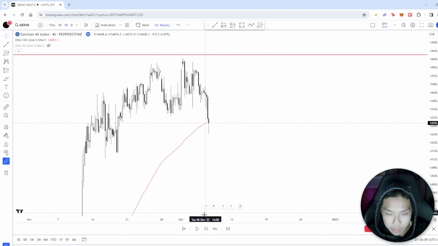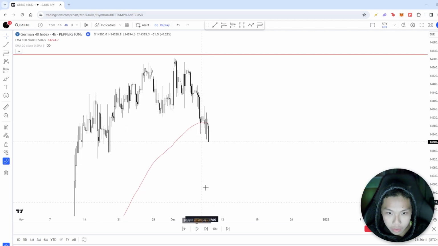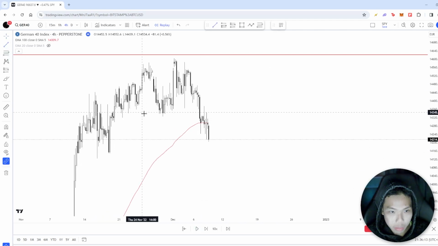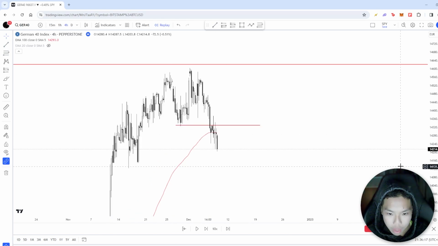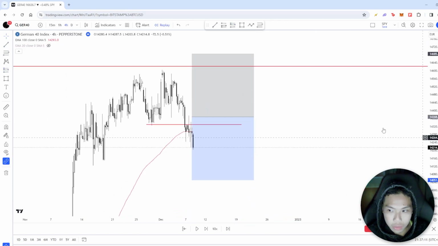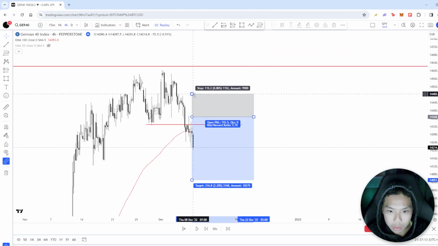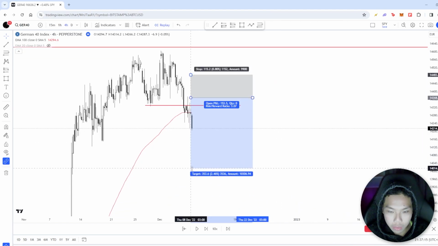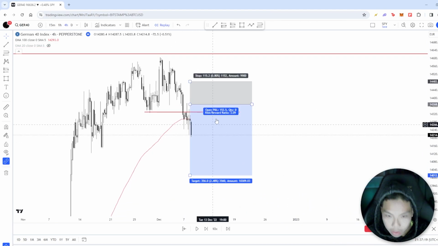But let's see what happens over here. So over here, we can see this break, right? So I'll be looking for entries over here. I'll enter off of this level of inefficiency. I put my stop loss around this level and I aim for a 1, 2, 3 RR over here. Let's see whether I can get a fill in.